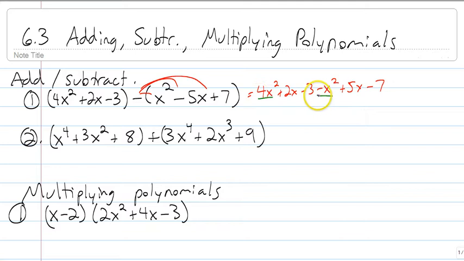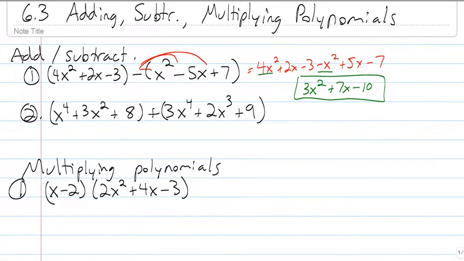Again, my like terms are these. So I have a 3x squared. I have a 2x and a 5x, which gives me a 7x, and then I have a minus 3 and a minus 7, which is a minus 10, and that's my final answer.